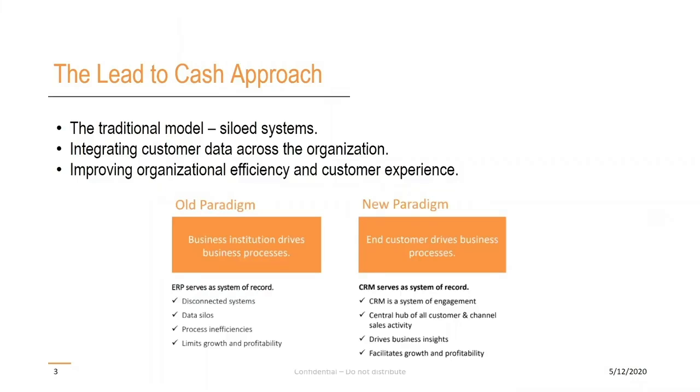So really what Salesforce is all about and what Nuvum's all about is removing those data silos across your organization. Whereas in the old paradigm, maybe your ERP was your system of record, in the new paradigm it is your CRM. Your customer is that really core central hub of engagement for your customers and your prospects.